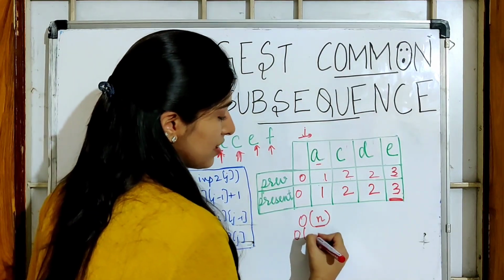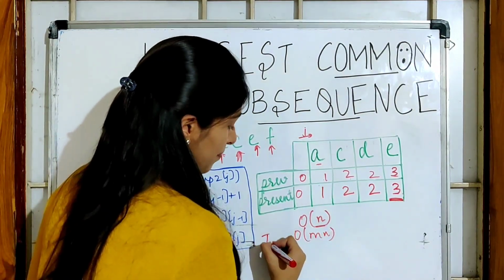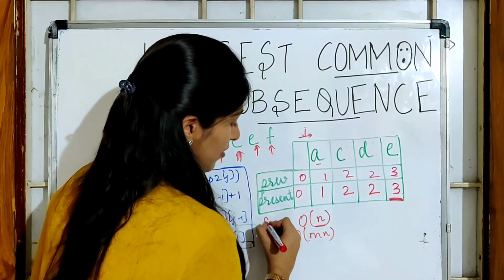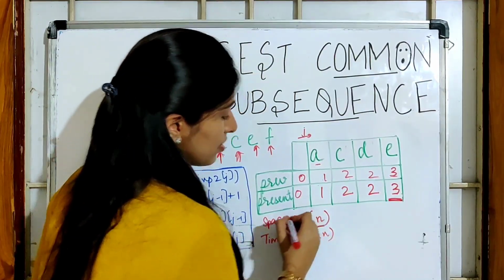Our time complexity still remains O of mn, because we are still finding all the sub-problems, right?